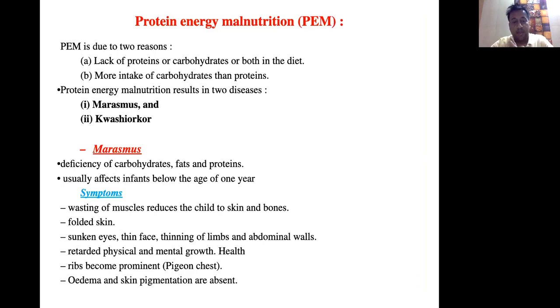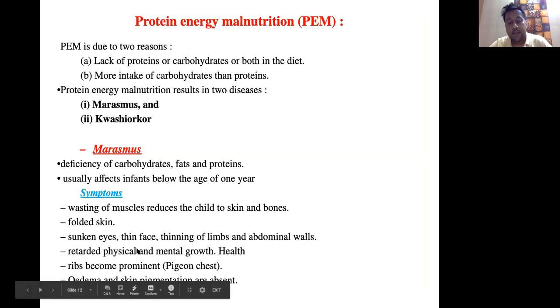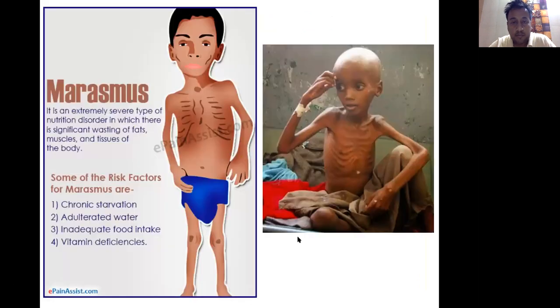So what could be the possible symptoms? The symptoms could be wasting of muscle, which reduces the child to skin and bones. You can see a very skinny, thin child with protruding bones, where we can easily count the bones just by looking at the child. So thin he is. There are folds of skin. Obviously, the subcutaneous fat has been lost. There is wasting of muscle, so the skin gets folded. There are sunken eyes, thin face, thinning of limbs and abdominal walls. There is severe physical and mental retardation, while the ribs become very prominent and look as if there is a pigeon chest. Let me show you a diagram.